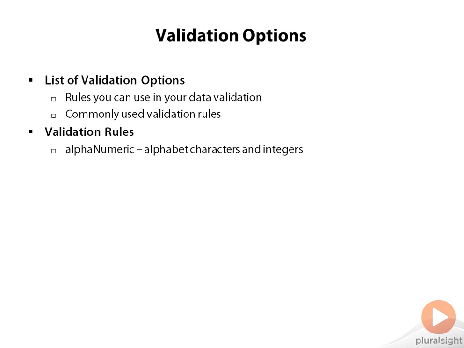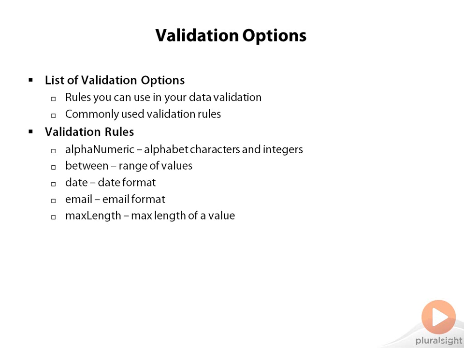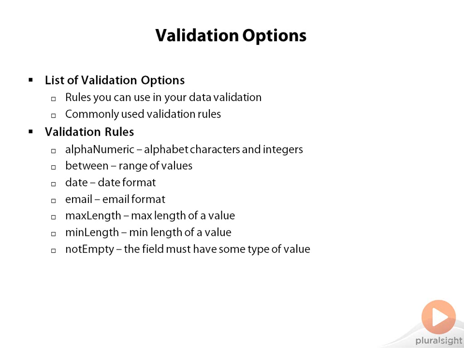First is the alphanumeric. This checks to make sure only alphabet characters or integers are in the field. Between will give you a range of values. Date will check the date format. Email will check the email format. Max length will check the max length of a value. And in contrast is the min length, which will check the minimum length of a value. Not empty. This checks to make sure that there is some type of value in the field, no matter what it is. Numeric will check to make sure that the value is only integers.